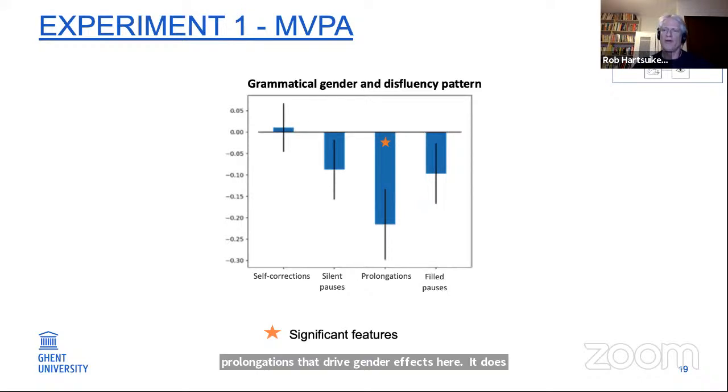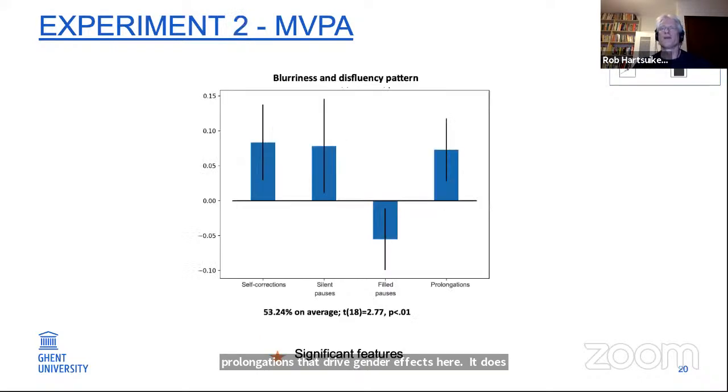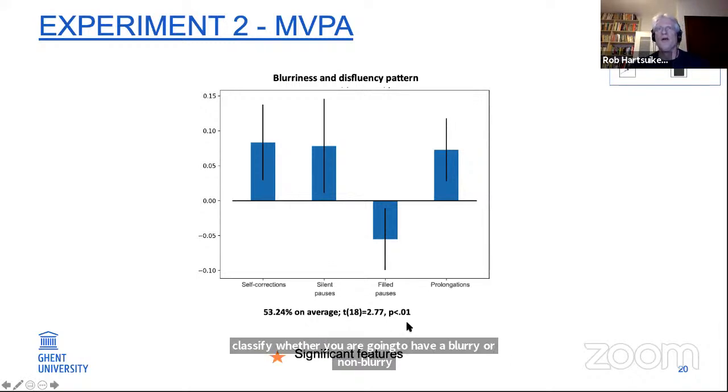Then let's move to the blurry items. Can the MVPA predict whether you're naming a blurry item or a non-blurry item? You might think, well, no way, because you showed all these null results before. In fact, the classifier does manage to classify whether you're naming a blurry or a non-blurry item above chance, although very, very slightly above chance, 53.24%, significantly so.